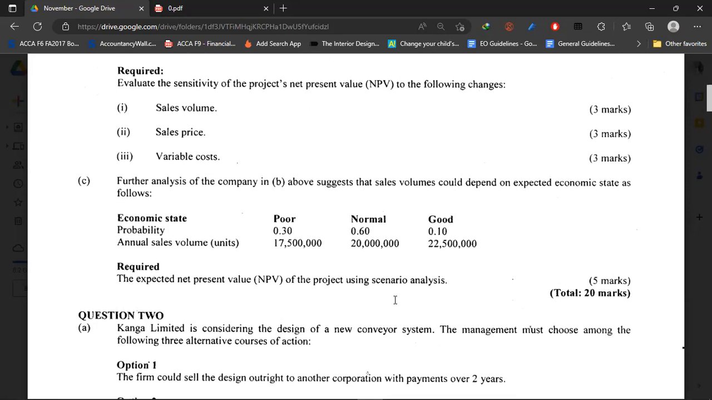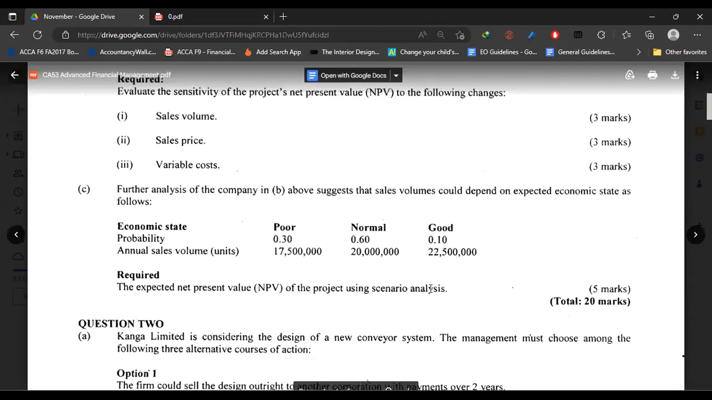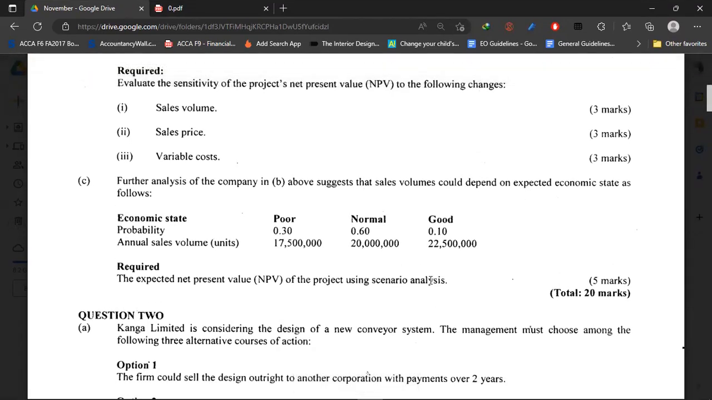Economic state. Continue. The probability: poor 0.3, normal 0.60, good 0.10. Annual sales volume units: poor 17,500,000, normal 20 million, good 22,500,000. Required: the expected net present value of the project using scenario analysis.